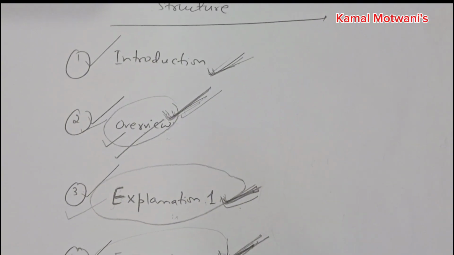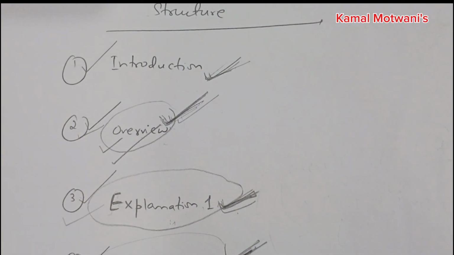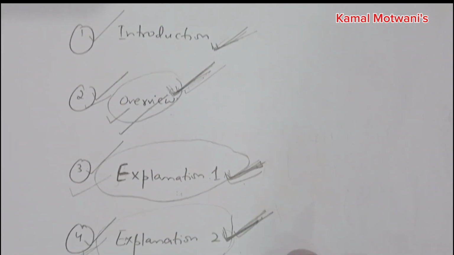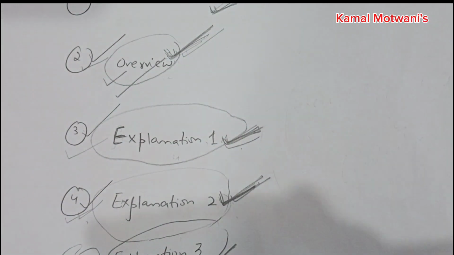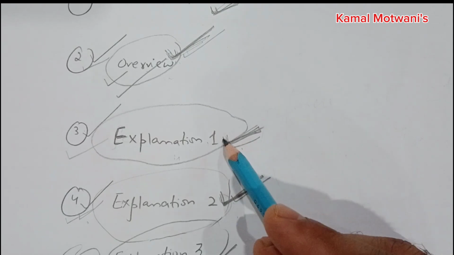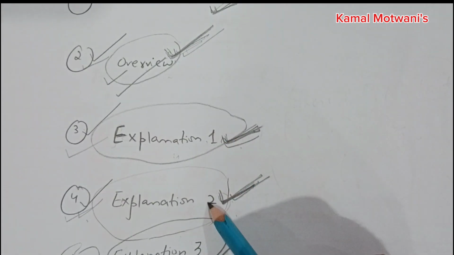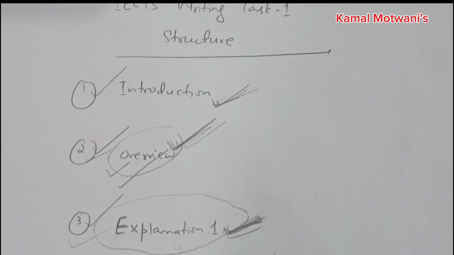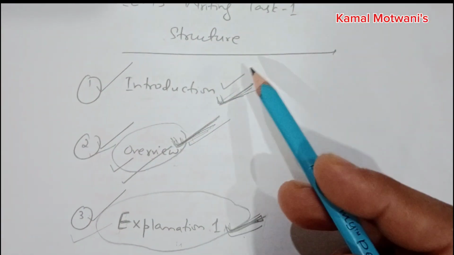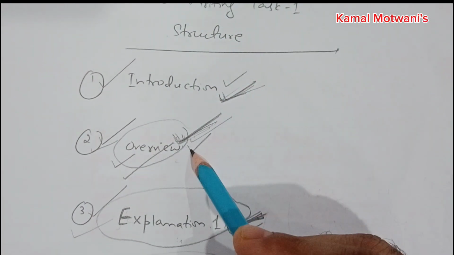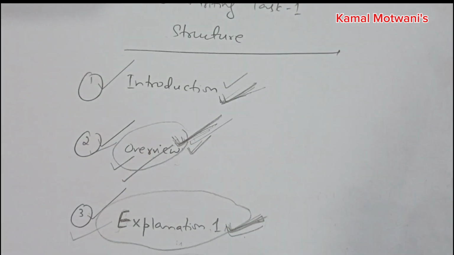We can also write explanation 4, explanation 5. It depends on how much time we have in the examination hall, and how many paragraphs we want to write as per our feasibility. So the suggested pattern is this one. However, you can increase or decrease the number of paragraphs pertaining to explanation 1, explanation 2, and so on. Do notice this, these two are a must. The first paragraph must be the introduction, and the second paragraph must be the overview or overall view.